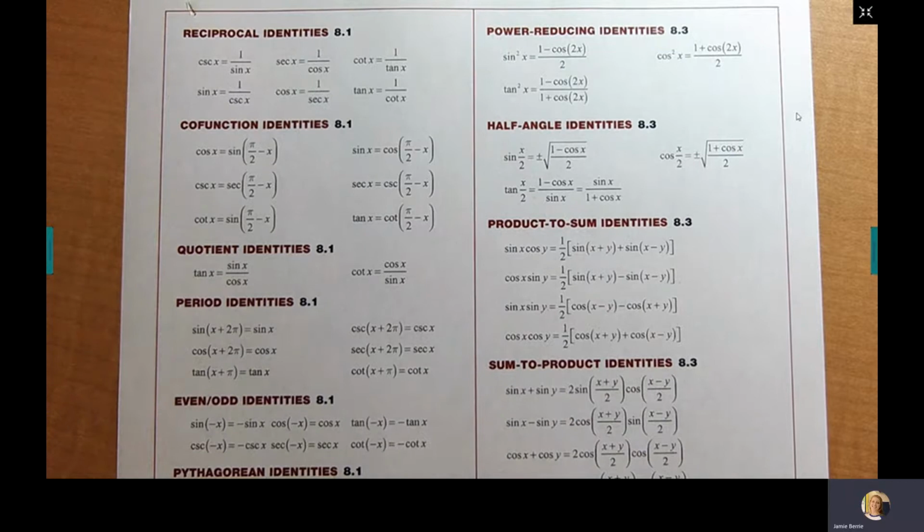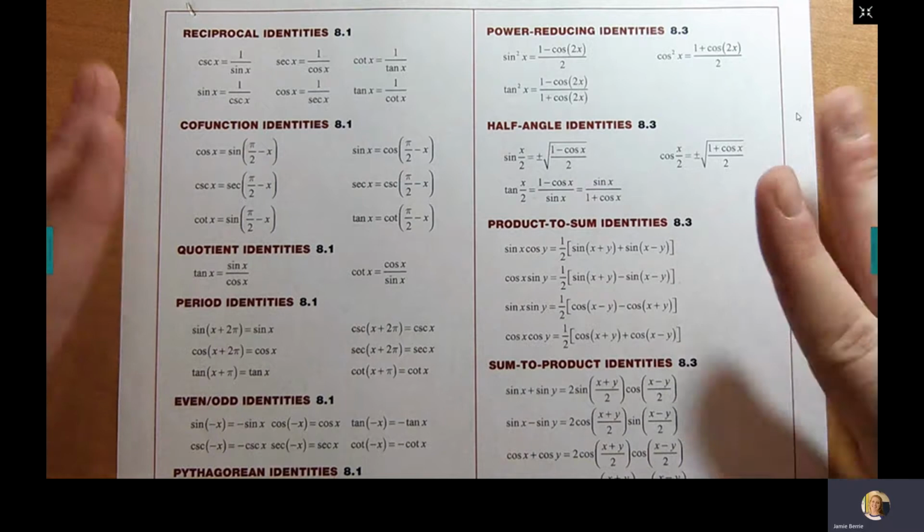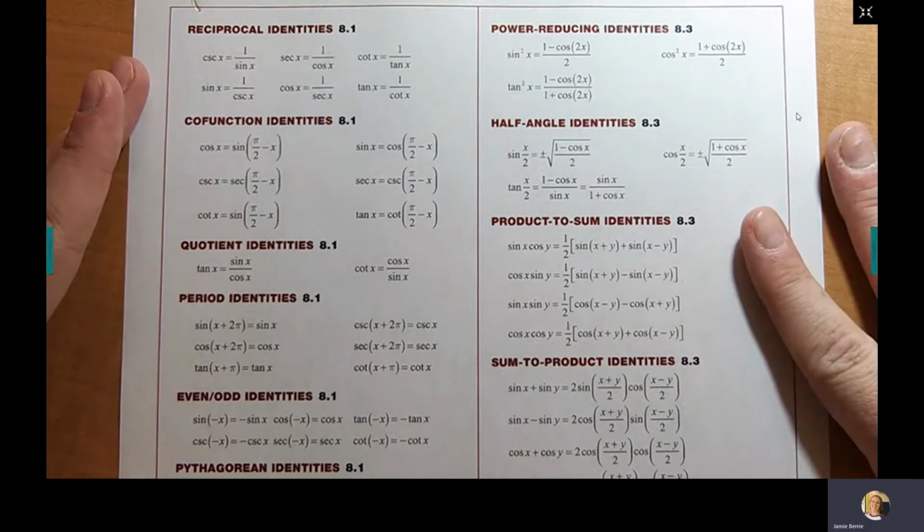So today we're starting section 8.1, which is called Fundamental Trigonometric Identities. This whole chapter is really just about identities and trigonometric equations. This is the full list of trig identities.